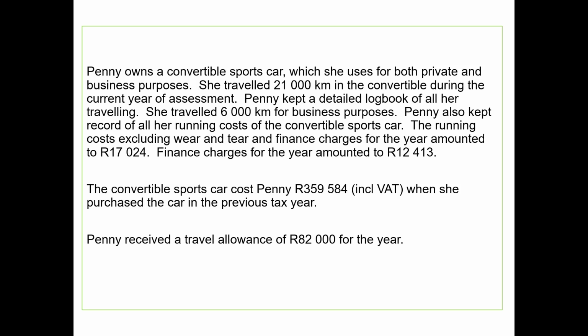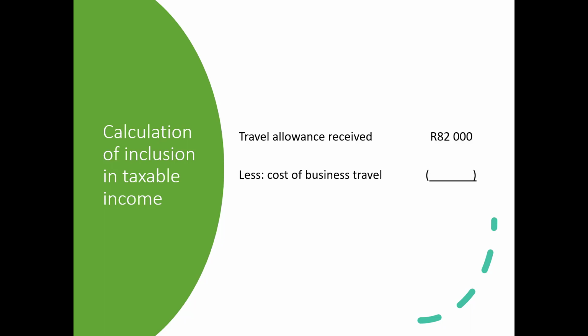So you need to determine how much of the travel allowance that was received will be included in Penny's taxable income. Right, so you need to stop and think: how does this calculation that I'm doing affect our taxable income calculation? If we look at the calculation of taxable income, you'll have there an amount of travel allowance received, 82,000, and this part is where this whole calculation comes through, to get to the amount that we need to include in taxable income.